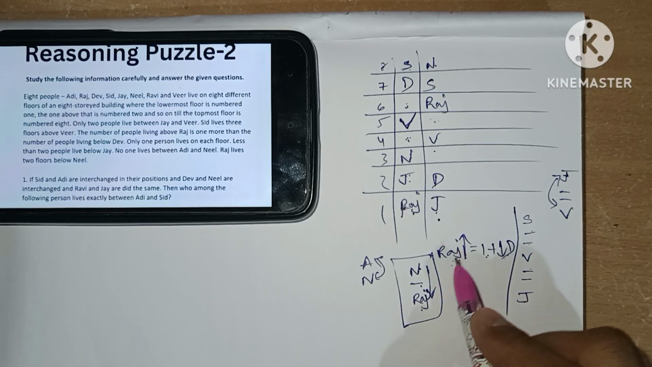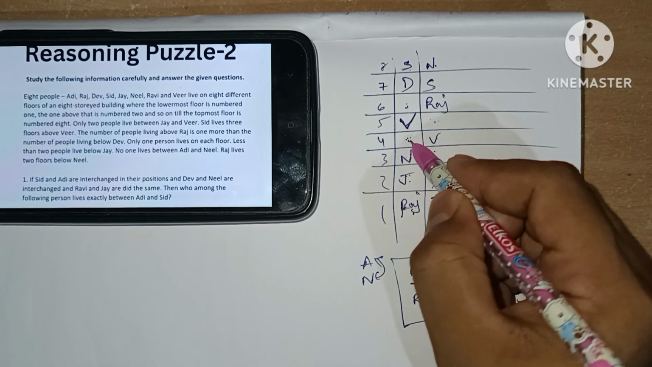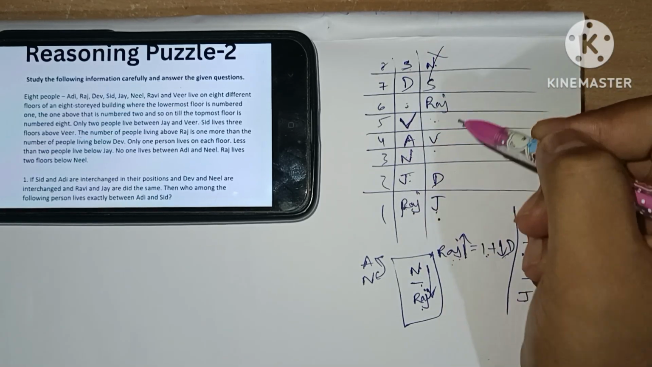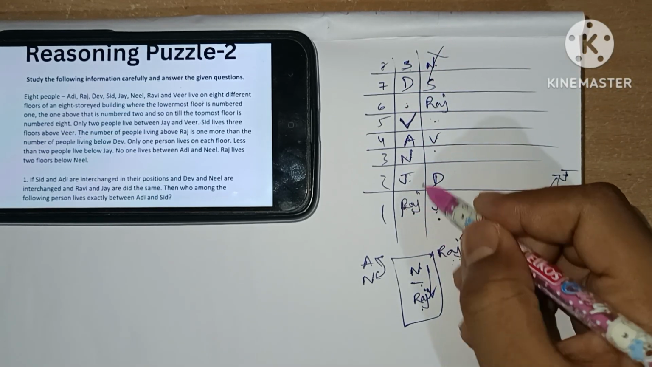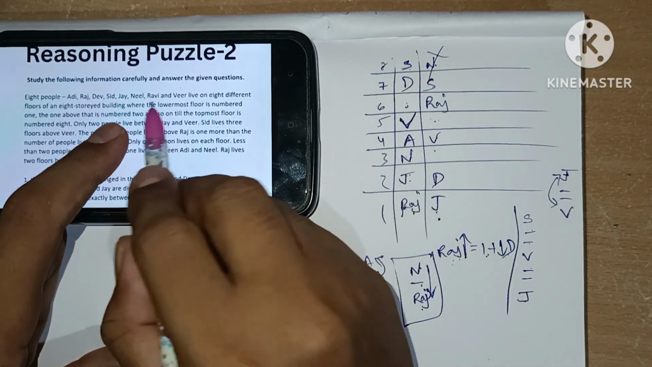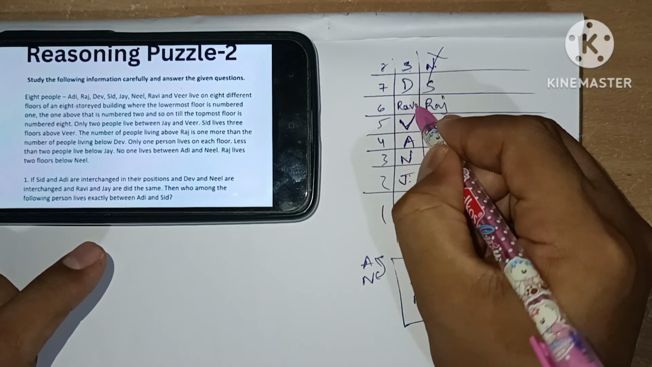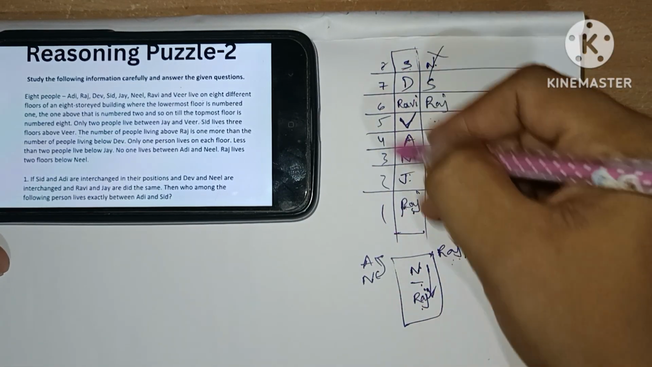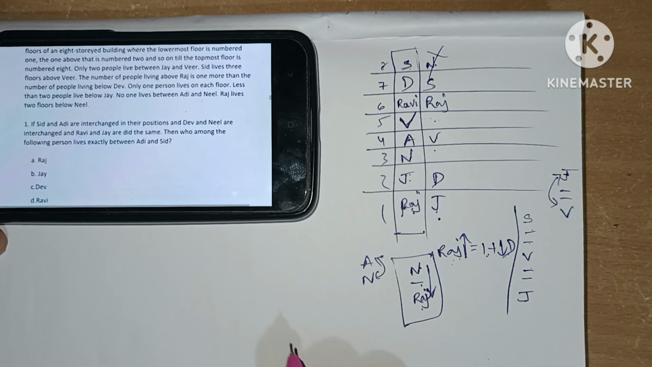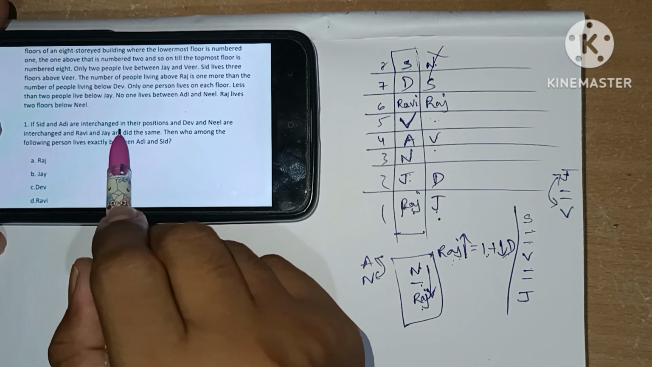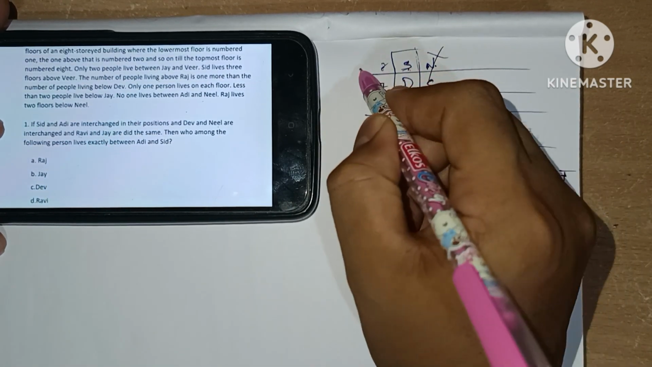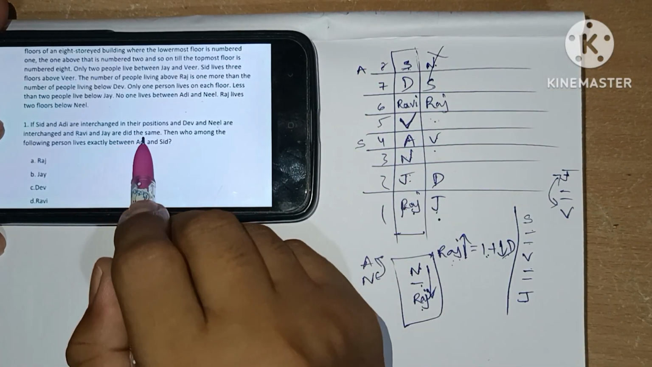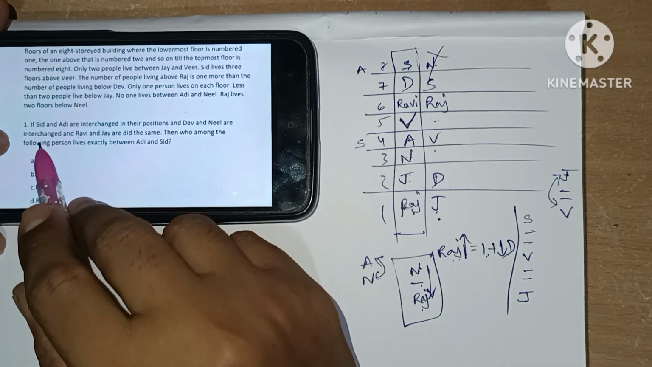Next one is A and N are immediate. So this is the place for A. Here there is no place for A. So this case fails. Only left with this one. And the last person left is Ravi. 6th one is Ravi. So let's see the conclusions. Let's see the questions that are asked. This is the solution of our puzzle. If Sid and Adi are interchanged, let it be Adi and this be Sid in their positions, and Dev and Neil are interchanged.